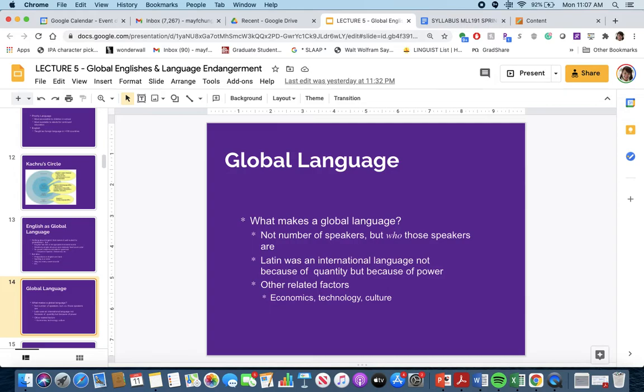In the past, Latin was an international language, not because of how many people spoke it, but because of its power status. If you learned Latin, that meant you were part of the intellectual class, part of the clergy, you had some sort of important role, and so it carried a status symbol. There are other related factors as well: economics, technology, culture.